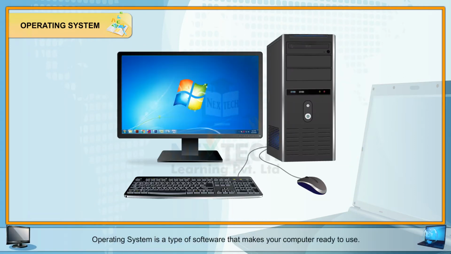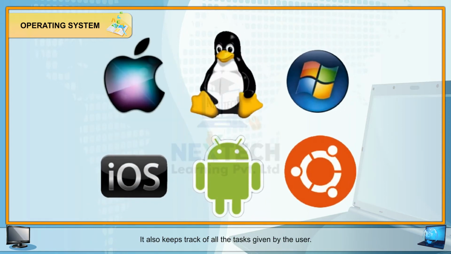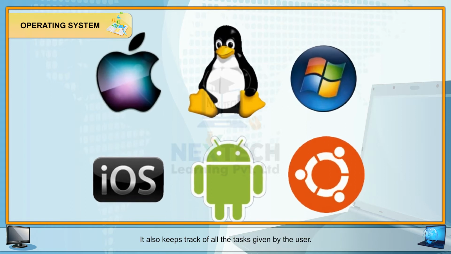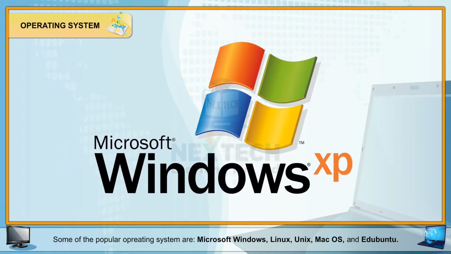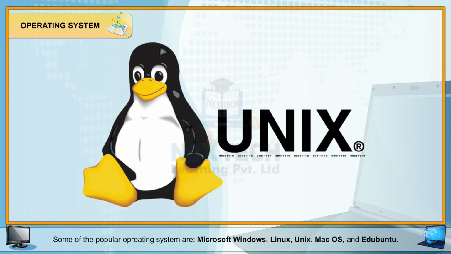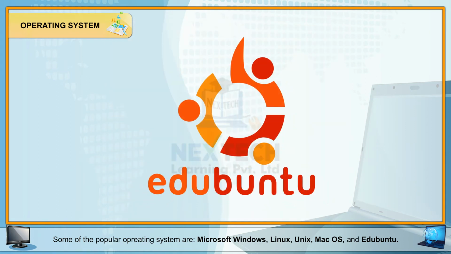Operating system. An operating system is a type of software that makes your computer ready to use. A computer system cannot work in the absence of an operating system. It is an operating system that directly interacts with and controls all the connected computer hardware devices. It also keeps track of all the tasks given by the user. Some of the popular operating systems are Microsoft Windows, Linux, Unix, Mac OS and Edubuntu.